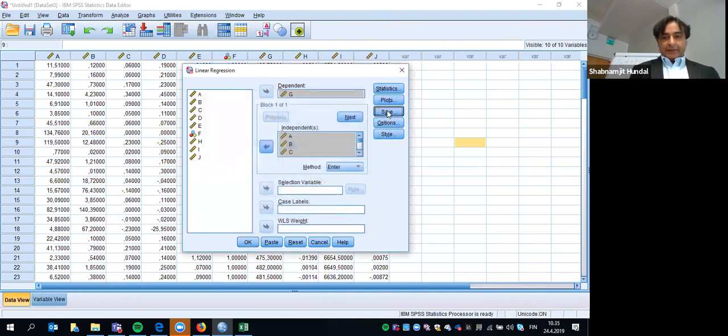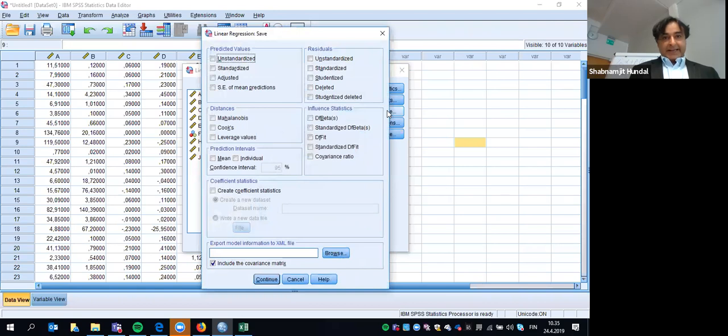Is anything in save? Yes. Actually, you know what? I made a mistake. Oops, sorry. We cancel it. We'll have a plot. This we don't need. Continue. Yeah. This value, save. The unstandardized. This is the predicted. This is the expected value. Sorry, it was my fault.